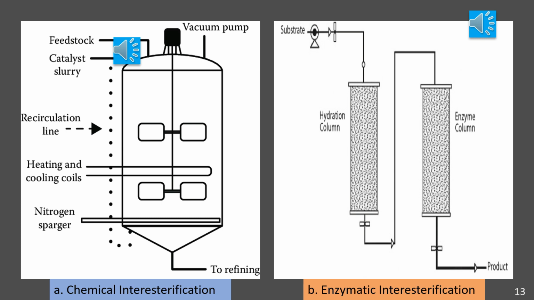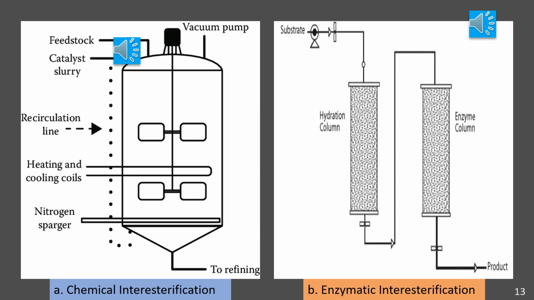You can see on the right side of the slide the chemical interesterification. In this process, we provide the feedstock. Then we add the catalyst slurry to our sample. There is a vacuum pump in this picture to provide pressure to our sample. Then there is a recirculation line to provide hot water all the time throughout the process. Then there are heating and cooling coils, and we provide the nitrogen separator. At the end of the chemical interesterification process, we can send our sample to refining.